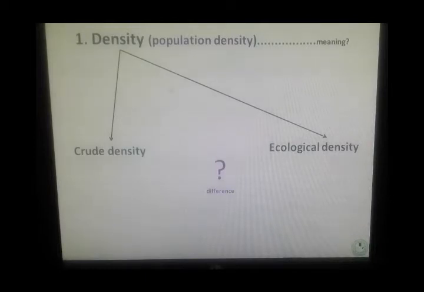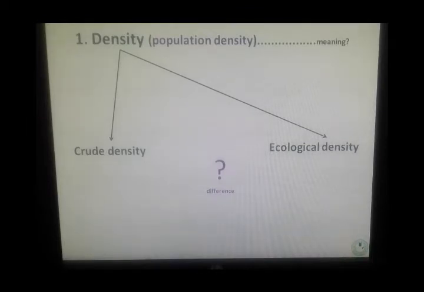The first one, this crude density, it denotes the number of individuals per unit of total space. Per unit of total space, mind it. And ecological density, it denotes the number of individuals per unit of habitat space, means where the individuals are located, not the total space.